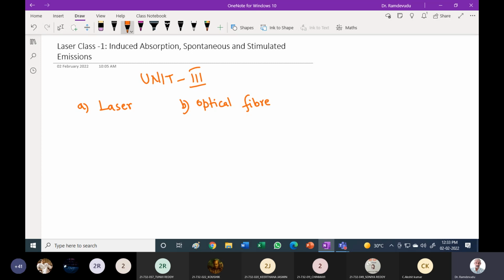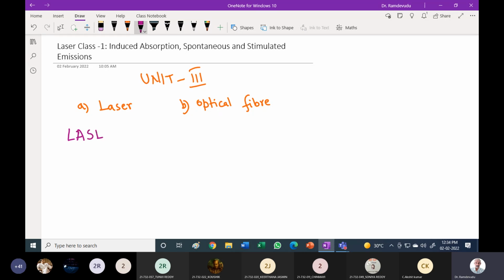And you have done these two experiments in our physics lab. So you'll have a lot of viva questions from these two chapters, and we are going to cover those questions and answers in this session. So I'll start now with the chapter on lasers. There are two parts to it. We will start with lasers.